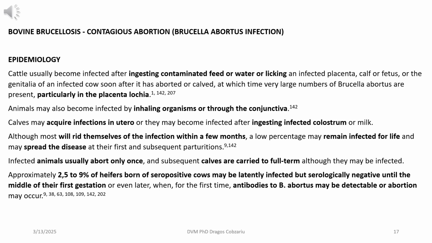Infected animals usually abort only once, and subsequent calves are carried to full term although they may be infected. Approximately 2.5 to 9% of heifers born of seropositive cows may be latently infected but serologically negative until the middle of their first gestation or even later, when, for the first time, antibodies to B. abortus may be detectable or abortion may occur.